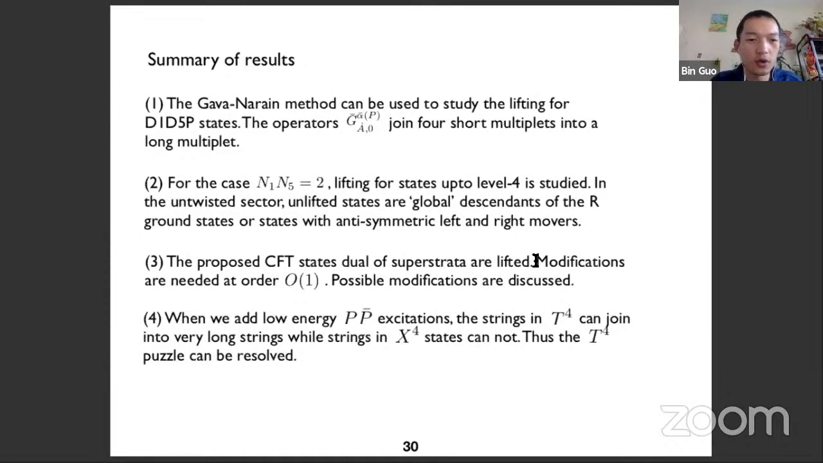So that means we need modification at order 1, because we only need the 0 order state to compute the lift if these states are lifted. So we need correction for the 0 order wave function, not the first order wave function. We are not looking at a small correction to the state. And the last point is, to resolve the T4 puzzle, we have to add the low energy PP bar excitation and consider the deformation. And it can tell us the difference between the T4 and X4. Okay, that's all. Thank you.